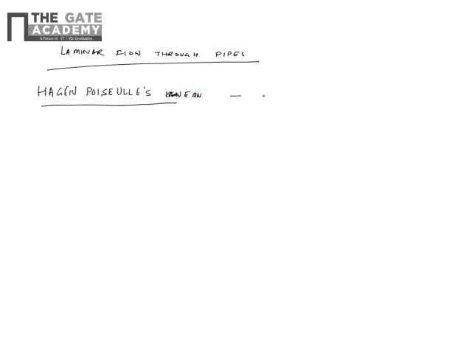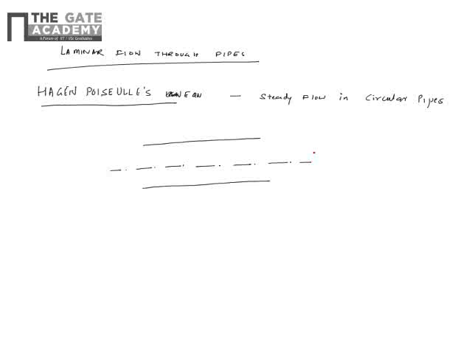It's about steady flow in circular pipes. So let's consider a circular pipe, and this being the axis of the pipe. I mean a hollow circular pipe. So let me just draw this. These are all material, the solid material, and flow is taking place in this direction.